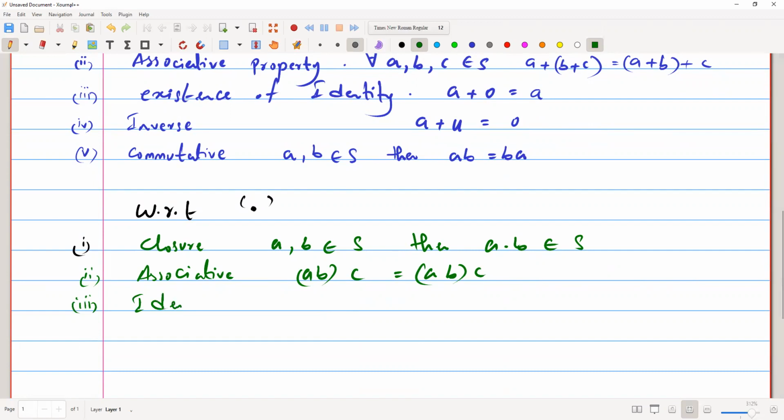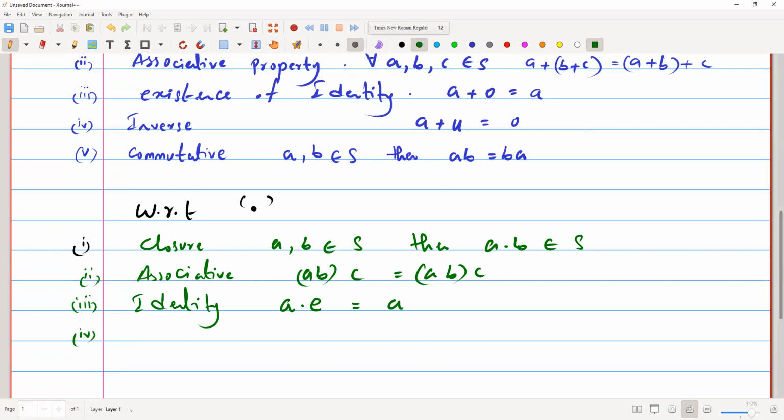Identity, that is, existence of identity. If I take any element from the set and multiply it with the identity, call it E, which in the case of real numbers is 1, it gives me the number again.